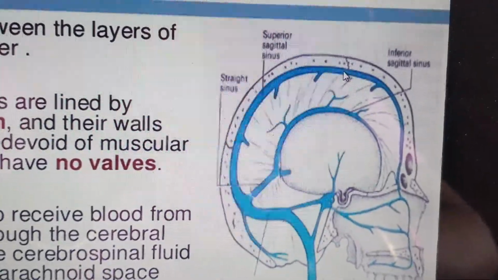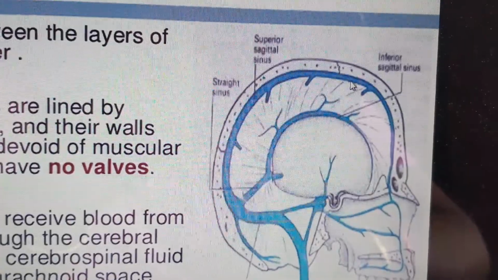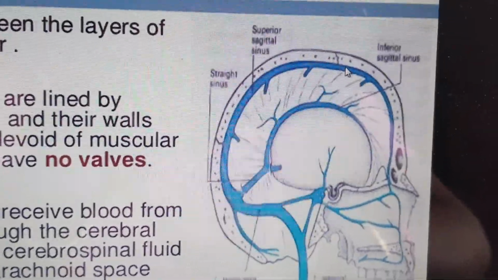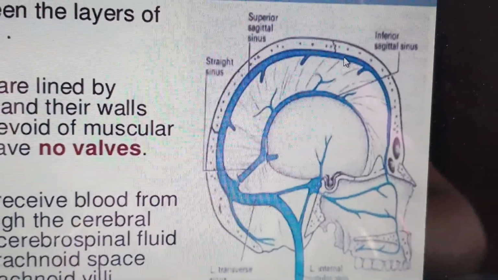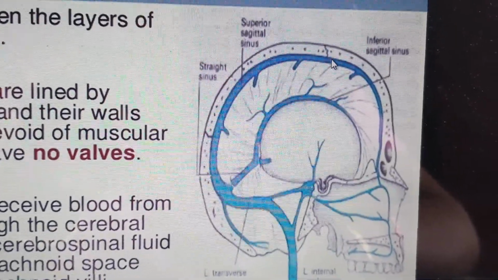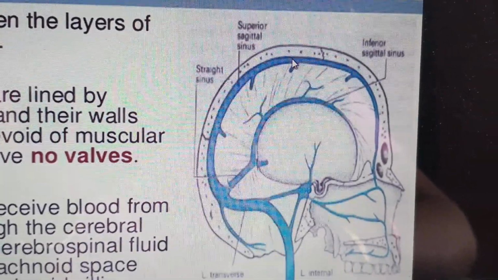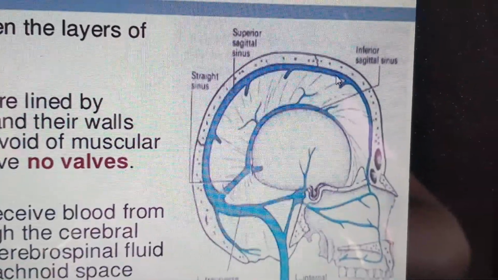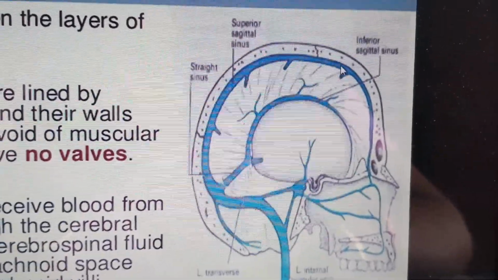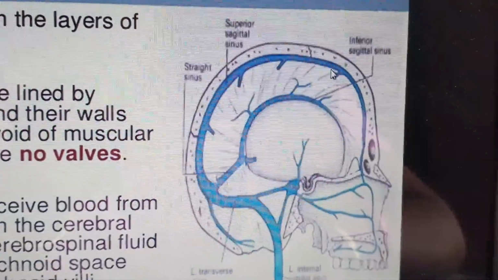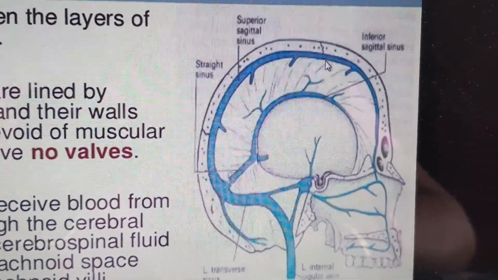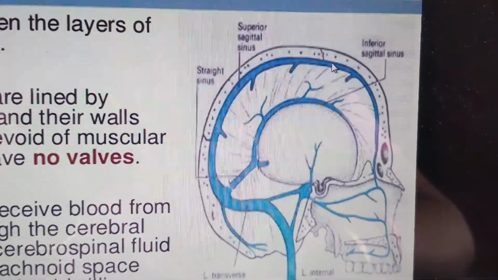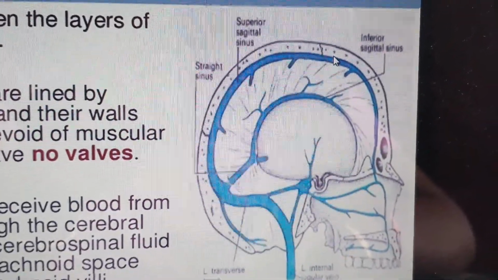And all these sinuses are actually lined by a layer of endothelium, which is a fenestrated network of cells. The walls of the dural venous sinuses are highly thick, but no muscular tissue is there, and they do not have any valves also. Venous sinuses are devoid of any valve, contain venous blood but have endothelium lined walls, and there is no valve. This is the main characteristic of dural venous sinus.